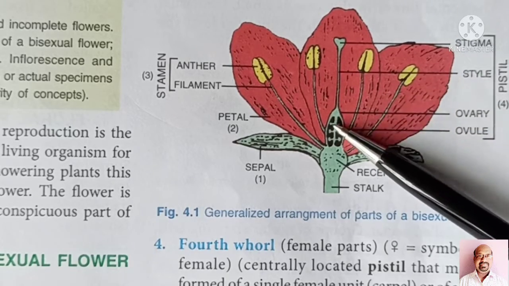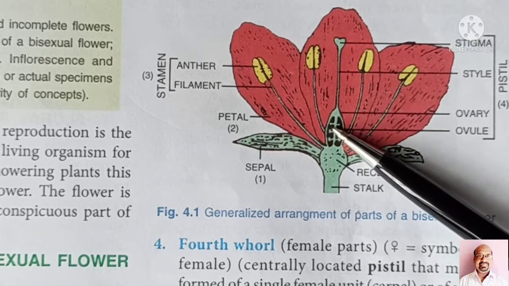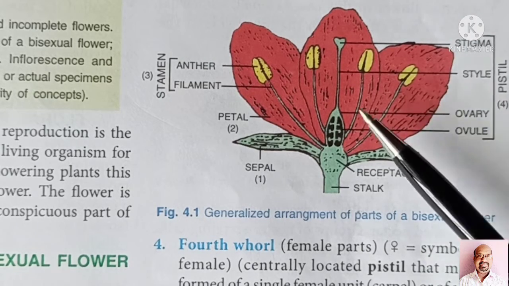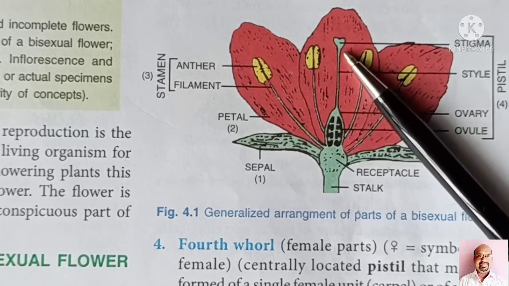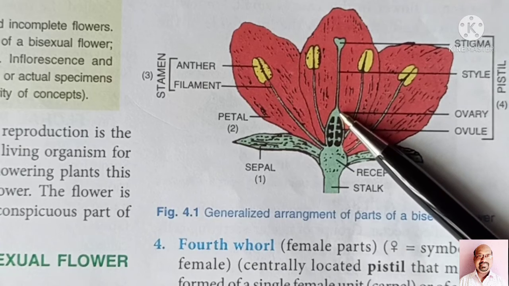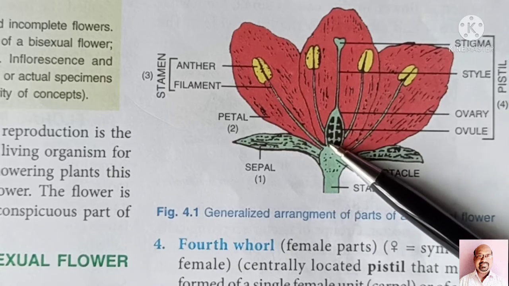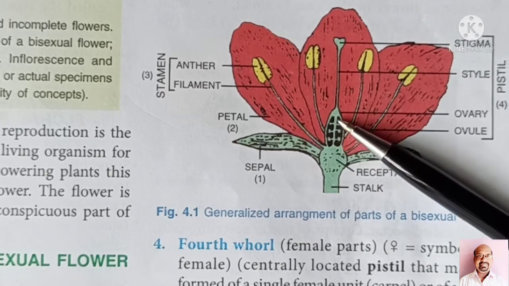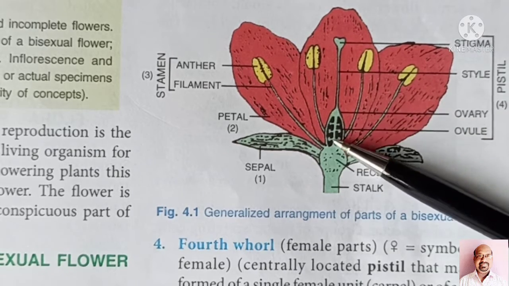When a group of carpels, many carpels, fuse together, then that structure is called pistil. Now here, separately we are calling it carpel. Collectively they are called gynoecium. Gynoecium is the female reproductive organ of a flowering plant.